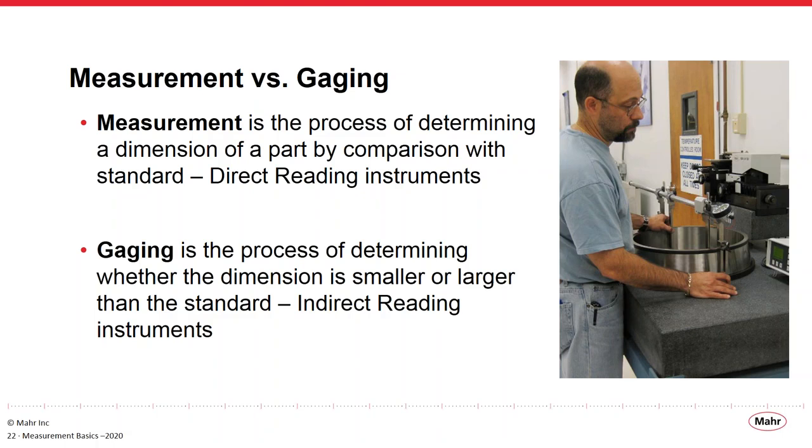Measuring, I think, is a process of determining the dimension of a part by comparison with a standard. So it's kind of a direct reading instrument. Gauging, on the other hand, is a process of determining whether the dimension of a part is smaller or larger than a standard. I would say that's an indirect reading instrument.